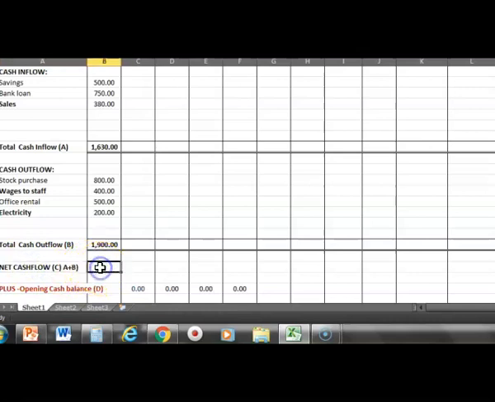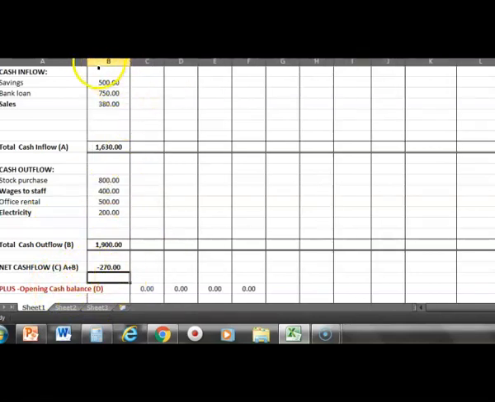Now we said we need to calculate the net cash flow. So the net cash flow will be A minus B, that is cash inflow minus cash outflow. So I'm going to just put the calculation there, A minus B. So 270 there, just like we had before.